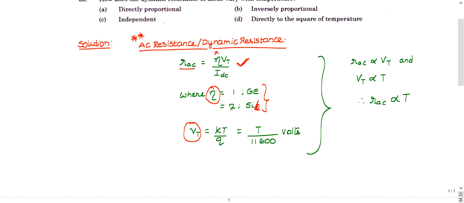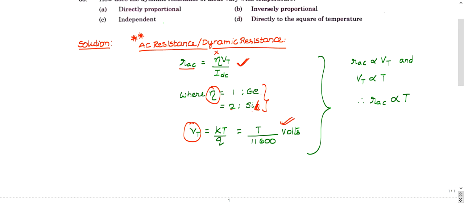Vt is nothing but kT by q. It's nothing but voltage temperature. k is the Boltzmann constant, T is the temperature in Kelvin, and q is the charge of electron, 1.6 into 10 power minus 19. If you substitute k and q, these are constants, you're going to get 1 by 11,600. So just remember that Vt is nothing but T by 11,600 volts. Everybody will remember this expression, I guess. Try to remember this expression.